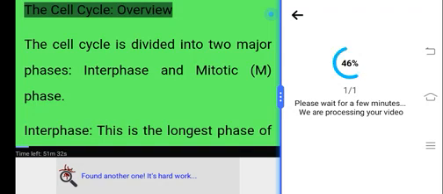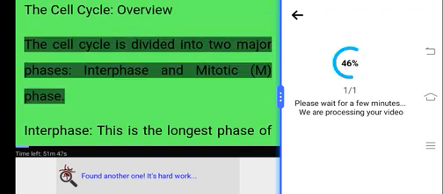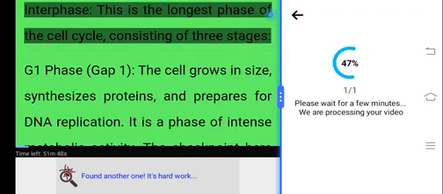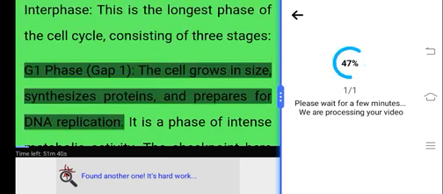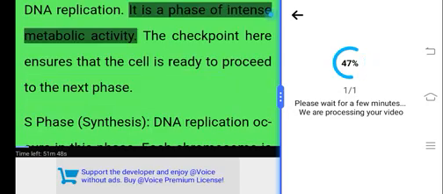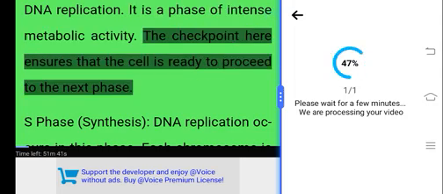The cell cycle: overview. The cell cycle is divided into two major phases: interphase and mitotic M phase. Interphase is the longest phase of the cell cycle, consisting of three stages. G1 phase, Gap 1: the cell grows in size, synthesizes proteins, and prepares for DNA replication. It is a phase of intense metabolic activity. The checkpoint here ensures that the cell is ready to proceed to the next phase.